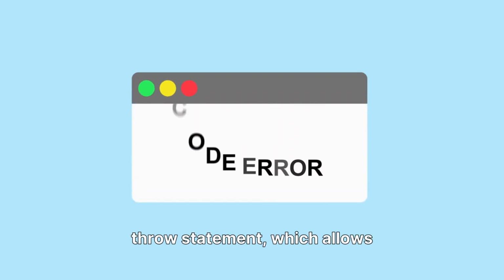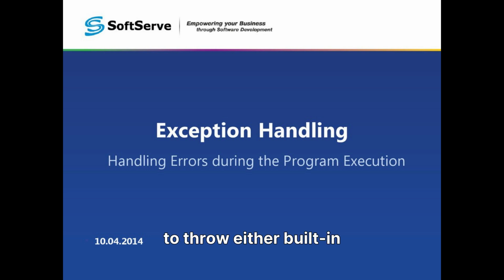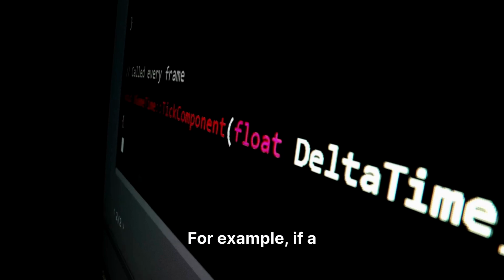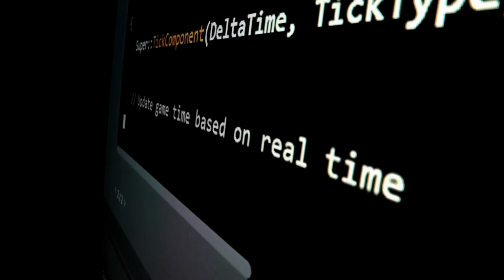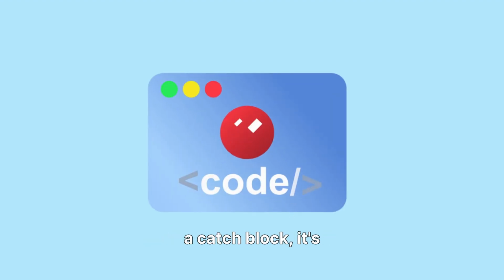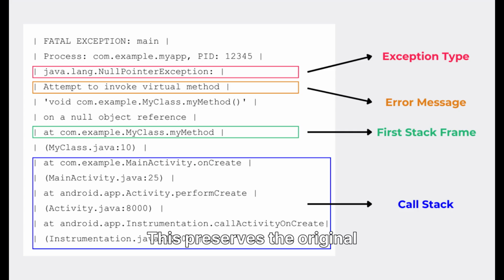Now, let's discuss the throw statement, which allows you to explicitly generate an exception within your code. You have the flexibility to throw either built-in exceptions provided by the .NET framework or create your own custom exception classes for more specific context. For example, if a method receives null data when it expects a valid input, you might throw a new ArgumentNullException to clearly indicate the problem. When you need to rethrow an exception from a catch block, it's crucial to use throw without specifying the exception object. This preserves the original stack trace, which is absolutely vital for debugging, as it helps pinpoint the exact original source of the error.